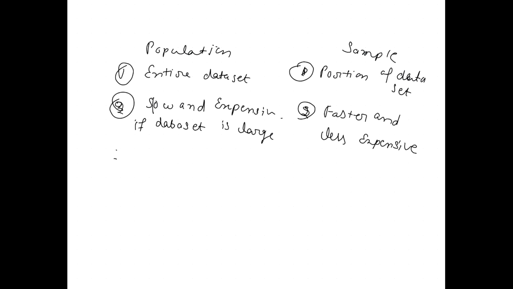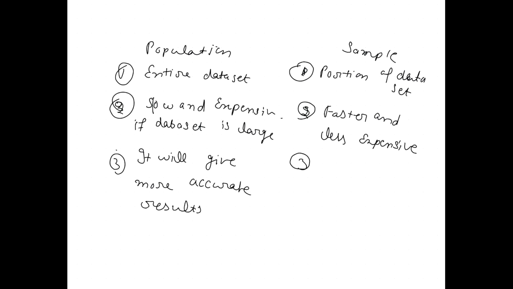The third is that population will give you a more accurate result. With a sample, the model may become biased. Because you are picking the sample on a random basis, we don't know whether we are able to cover all the data points or not, right?